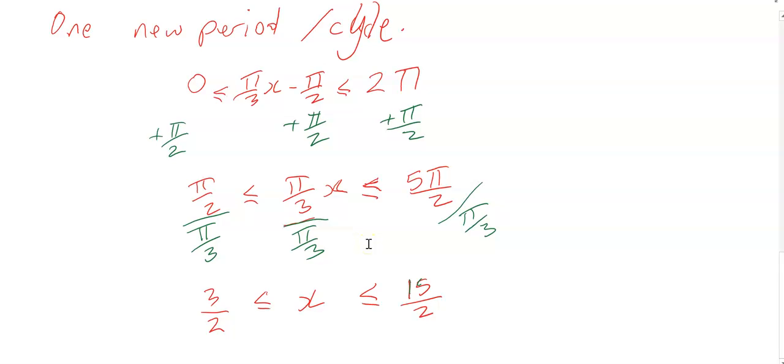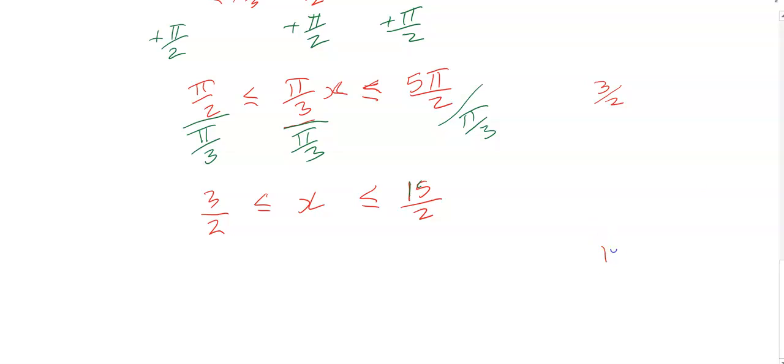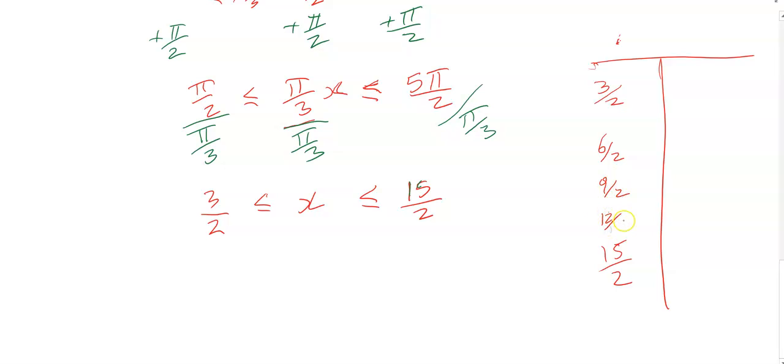Okay, so what I want to do is divide this interval from 3/2 to 15/2 into 4 parts, right? So we're going from 3/2, 6/2, 9/2, 12/2, and 15/2. Okay?